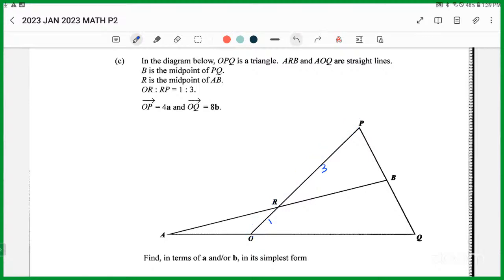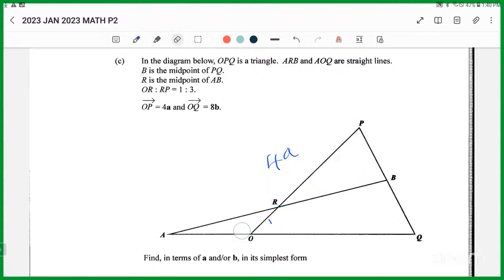Then it says OP, that's the whole of this vector, is actually 4A. So it's kind of easy now. If the whole vector is 4A, and it's in the ratio 1 part to 3 parts, this is 1A and this is 3A. Can you see that? Good.